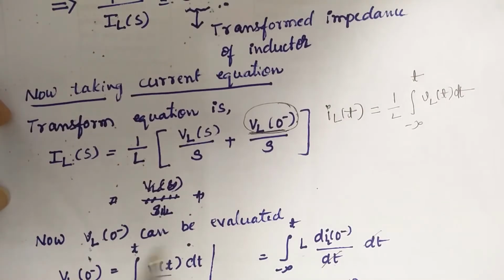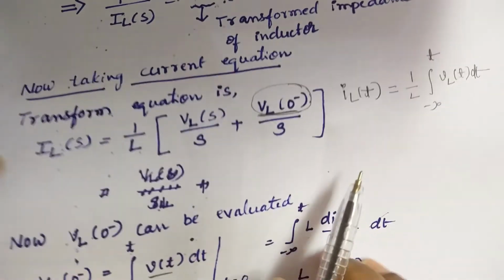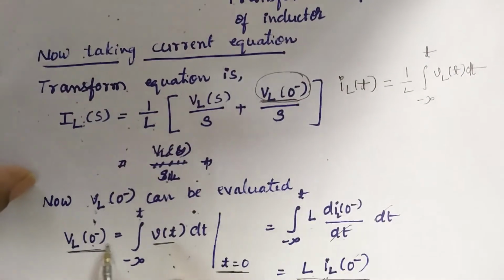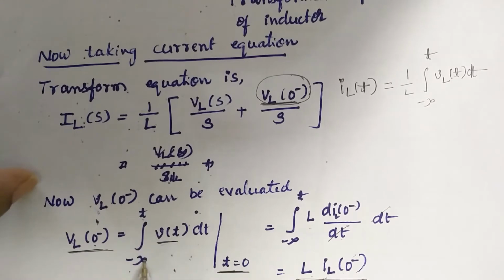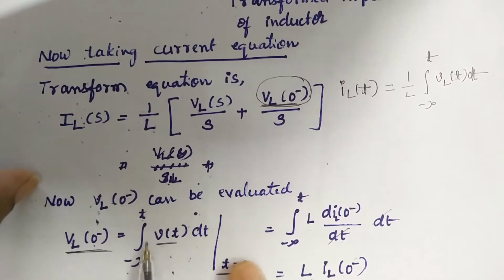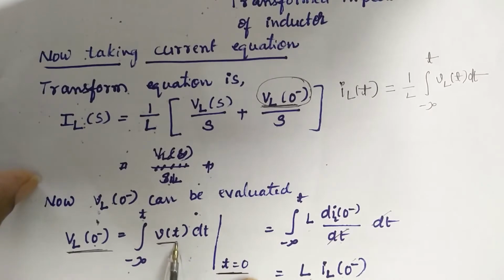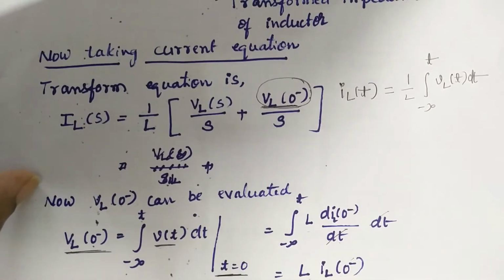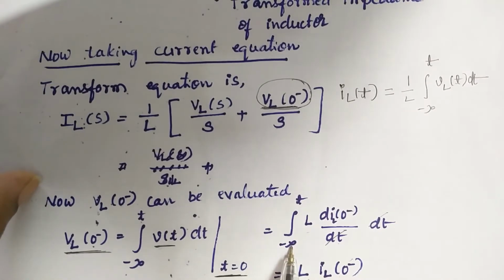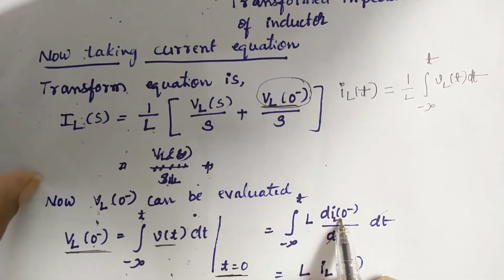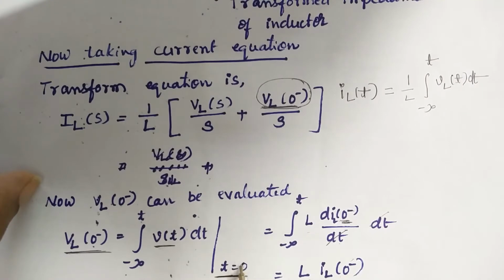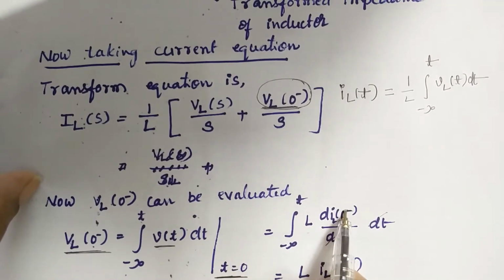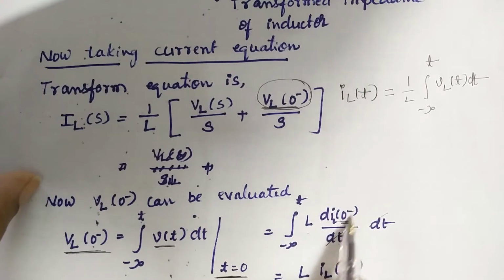Now VL of 0 can be evaluated. How can it be evaluated? VL of 0 minus is equal to the integral from minus infinity to time t of the voltage across the inductor VL of t dt, at t equal to the initial condition we are using, right? Which is equal to the integral from minus infinity to 0 minus. Here I have considered 0 minus, because 0 minus is before closing the switch. That is the initial current. At t equal to 0, the initial value will be at t equal to 0 minus, right? Therefore we have considered I 0 minus.